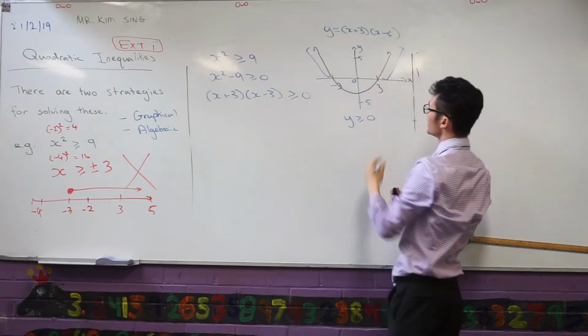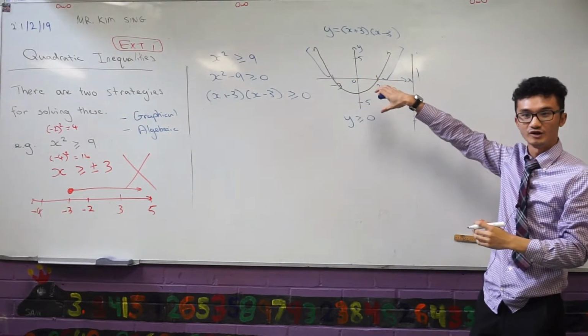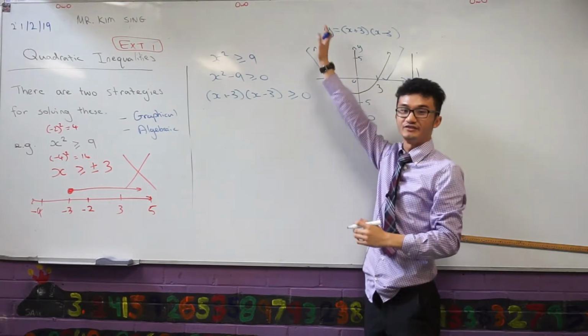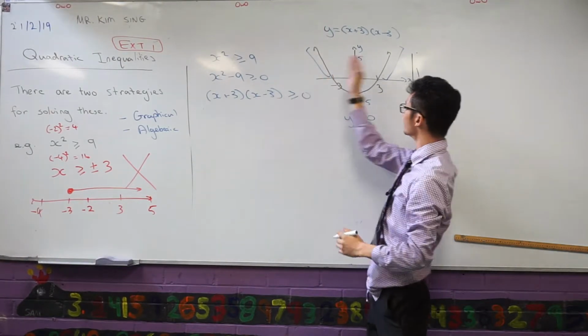Yeah, above the x-axis. You can see that these ones are below. We don't want those, right? We want all the values where my graph, the black line, is above the x-axis. So it's all the ones from here onwards and here onwards.